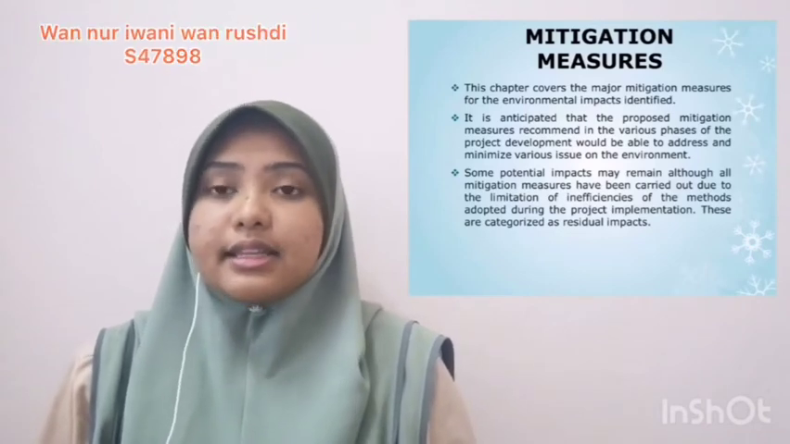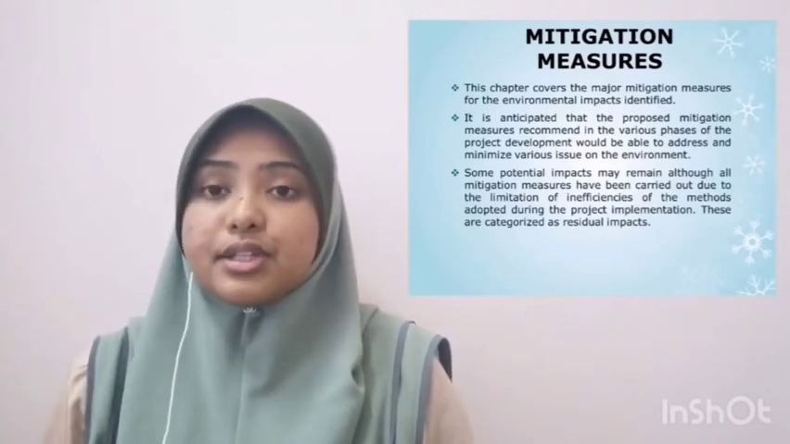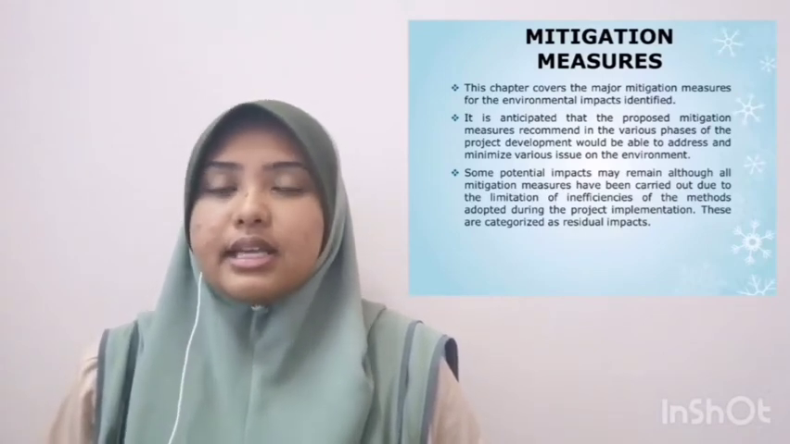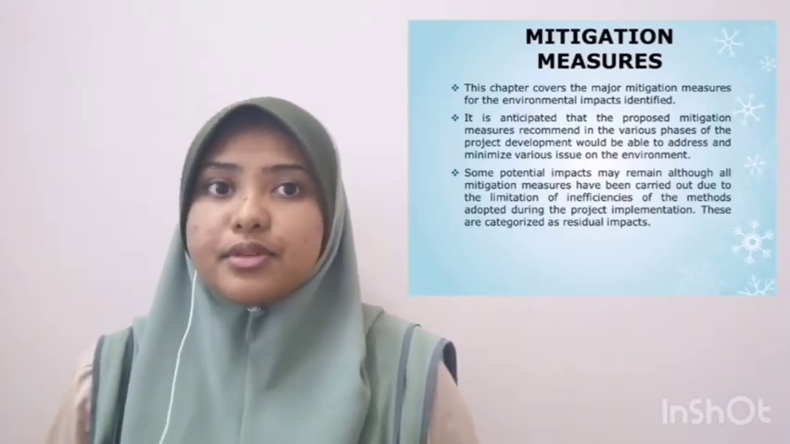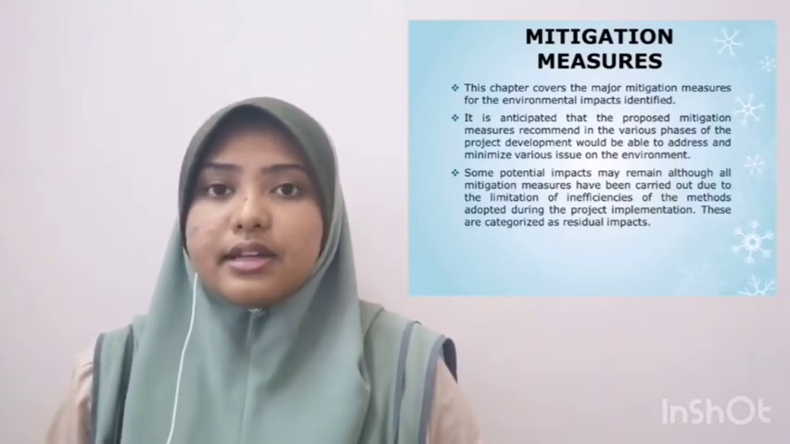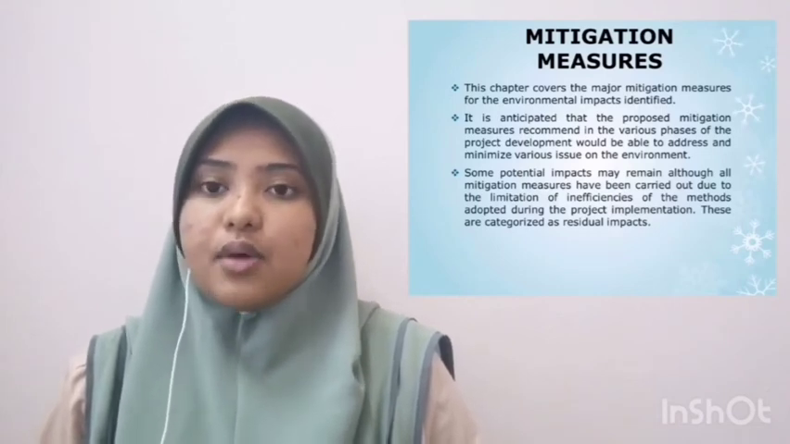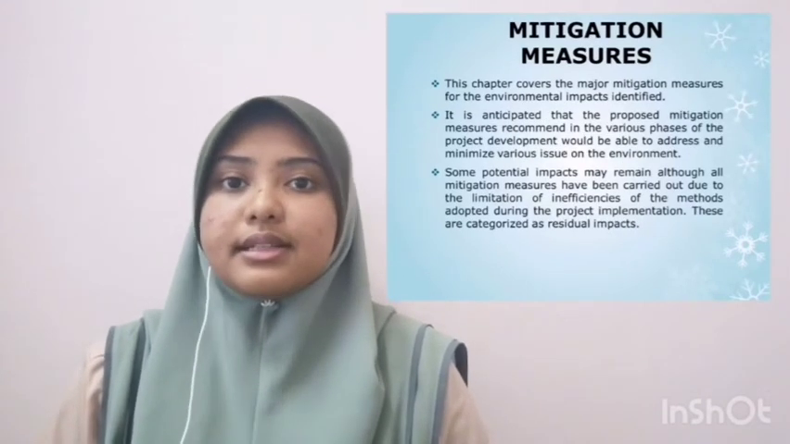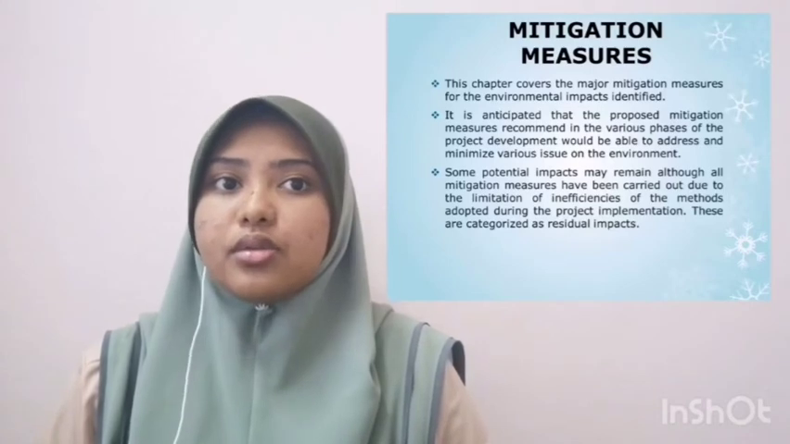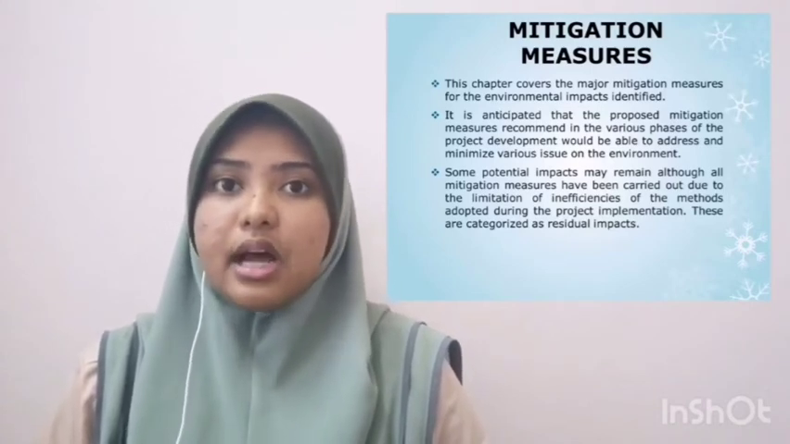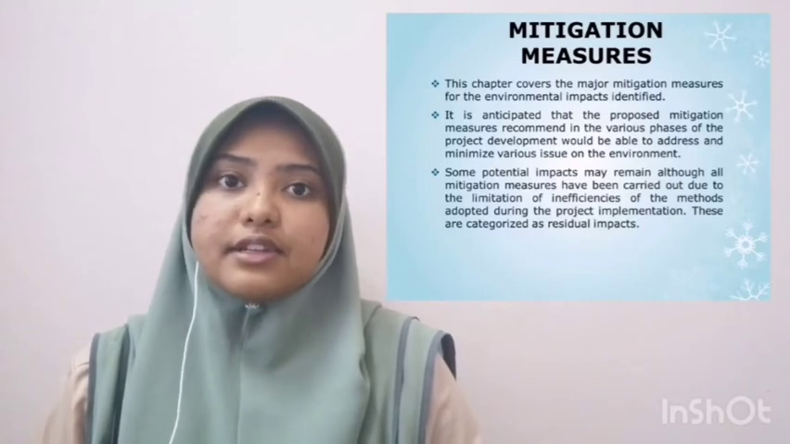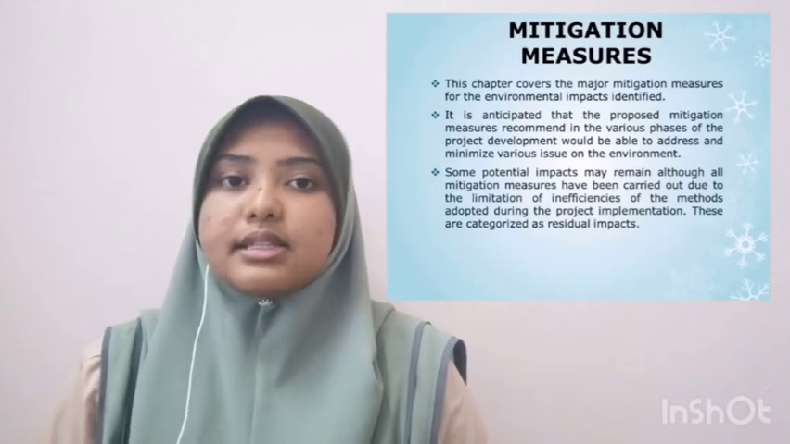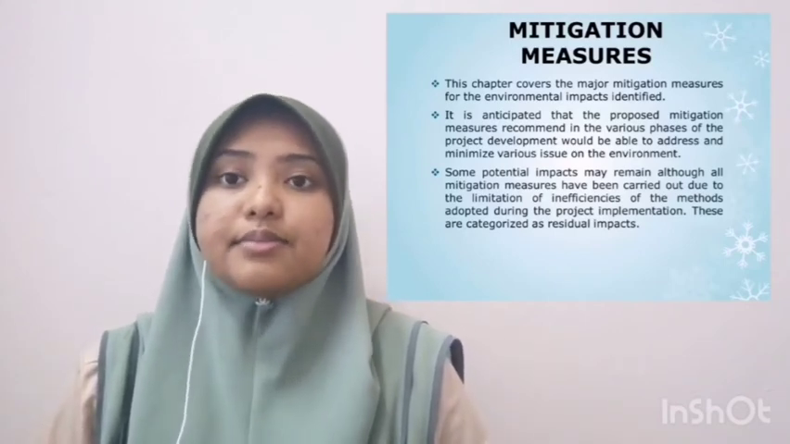Mitigation measures. This chapter will cover the major mitigation measures for the environmental impacts identified. It is anticipated that the proposed mitigation measures recommended in the various phases of the project development would be able to address and minimize various issues on the environment. Some potential impacts may remain, although all mitigation measures have been carried out, due to the limitations and inefficiencies of the methods adopted during project implementation. These are categorized as residual impacts.